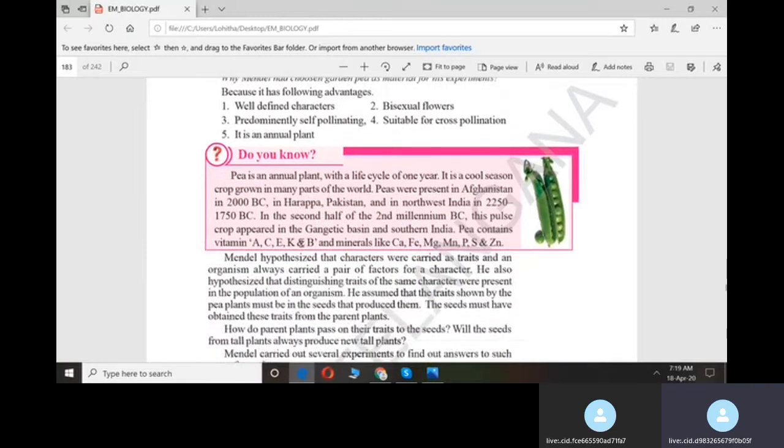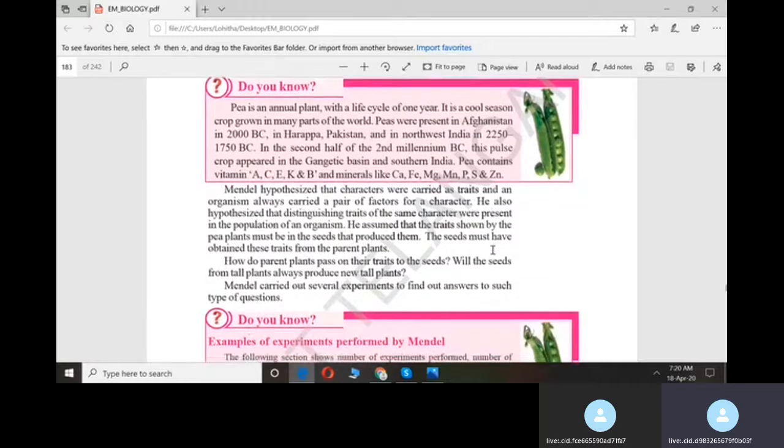So why the pea plant? Do you know the pea plant? Take it that the pea plant is an annual plant. The pea plant grows in a cool season, and pea plants were present in Afghanistan in 2000 BC, in Harappa and Pakistan, and northwest India in 2250 to 1750 BC. In the second millennium BC, the pulse crop appeared in the Gangetic Basin in southern India. Pea contains vitamins A, C, E, K, B, and minerals like calcium, iron, magnesium, manganese, phosphorus, sulfur, and zinc. These are very important points; you should know them.